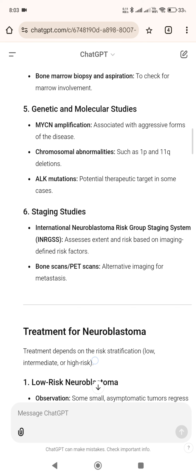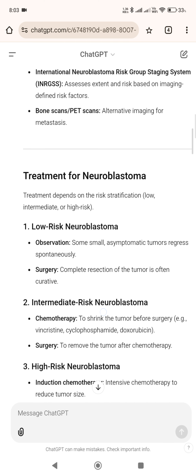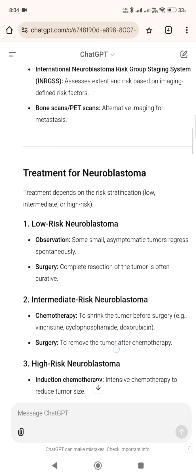6. Staging studies. International Neuroblastoma Risk Group Staging System, INRGSS: assesses extent and risk based on imaging-defined risk factors. Bone scans, PET scans: alternative imaging for metastasis.